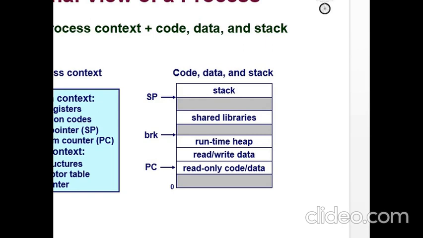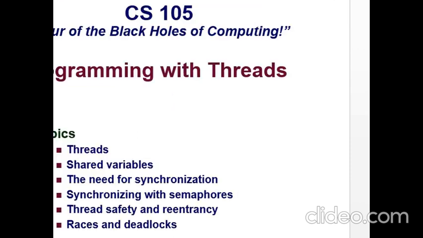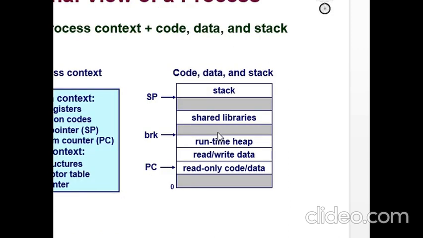A process executes a program. You can have multiple processes executing the same program, but each process has its own copy of the program with its own address space, executed independently of the other copies. The topics here are thread shared variables, need for synchronization, semaphore, thread safety and redundancy, race conditions, and deadlocks.